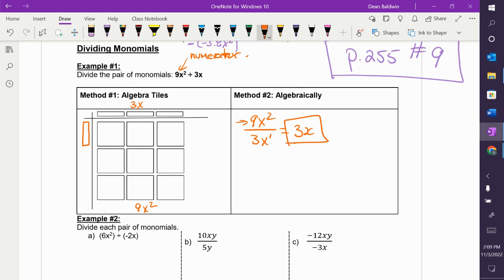So if I have a rectangle there, rectangle and a rectangle will make a square. Rectangle, rectangle make a square. So what needs to be here? Another rectangle. And what needs to be here? Another rectangle. How many rectangles is that? 3. There's your answer.